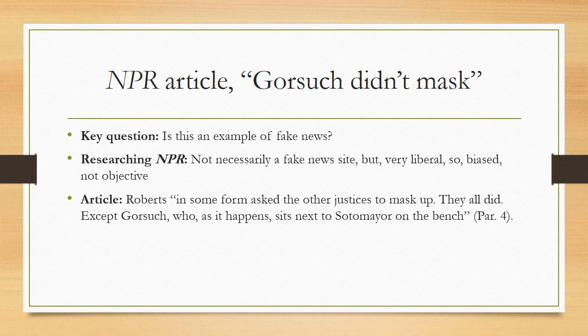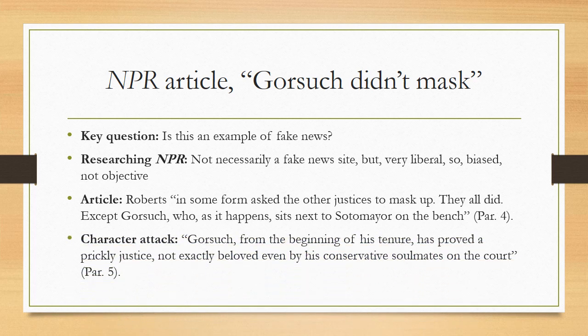Did this actually happen? At this point, I want to stop and sift and see if this really happened or not. But even as I read this article, I'm immediately alarmed because later it says Gorsuch, from the beginning of his tenure, has proved a prickly justice, not exactly beloved even by his conservative soulmates on the court. So as I read further and I apply the crap test, I think about the P, the purpose, from the crap test, and the purpose seems more so, it's not just saying this happened, this incident described in the previous quote, it seems to be an attack on his character.